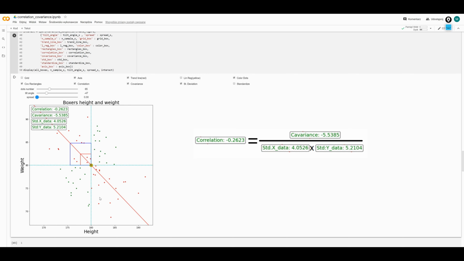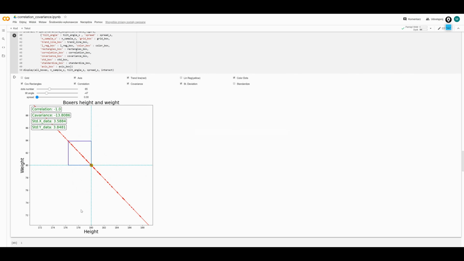If you go to 0, the points will line up perfectly to give us a correlation of -1, and the green rectangle and the blue rectangle will be the same. The standard deviation of x multiplied by this would give us exactly the same as this. That's why the correlation is -1.